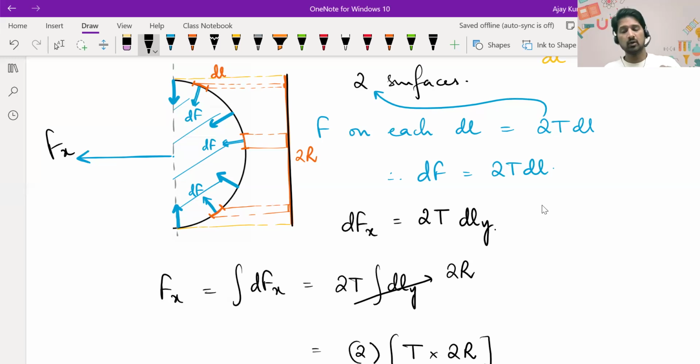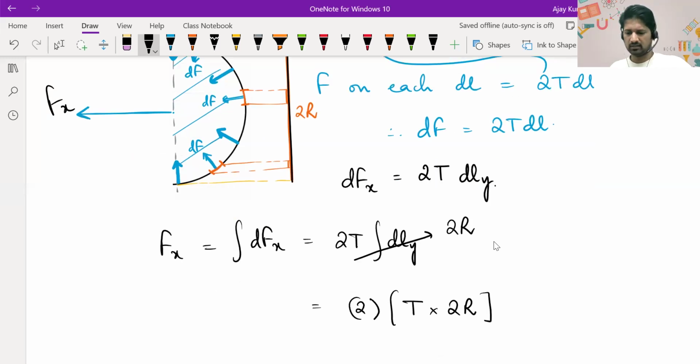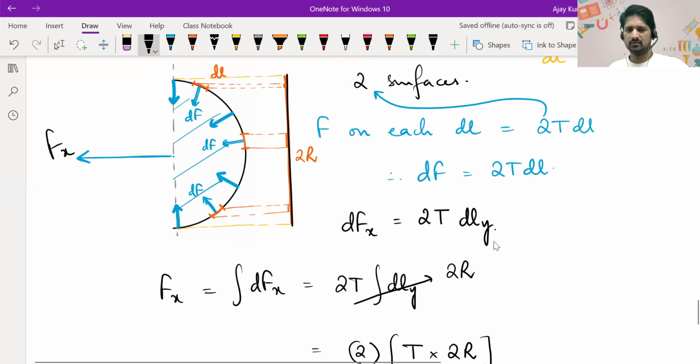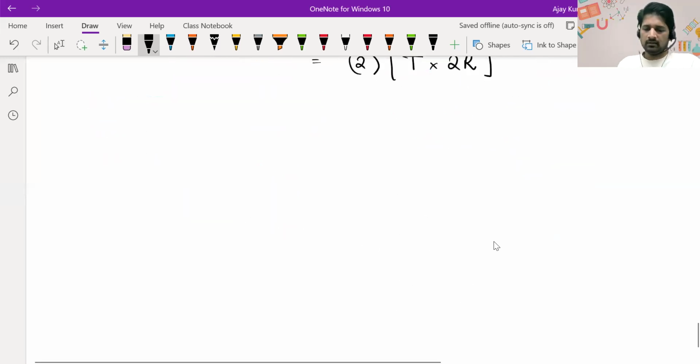Okay. So remember, this is how you properly calculate force due to surface tension on any boundary. If it's a straight boundary, it's very easy because all the dF's will be in the same direction. You can integrate them directly. If it's a curved boundary, you need to be careful.